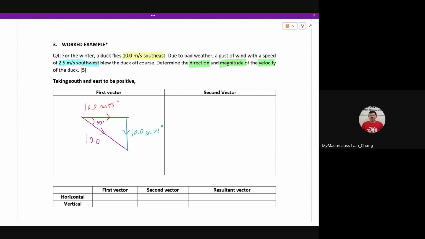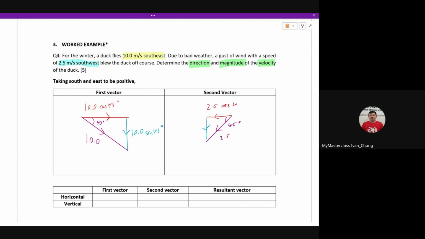Then for your second vector, they tell me this is now southwest. So it's 2.5 southwest. Now, these are not drawn to scale. We don't even need to draw the diagram as long as you understand how to break it down, but this is just to show you which is which. This part over here is still 45 degrees, and this is 2.5. Same thing, this is cosine as well.